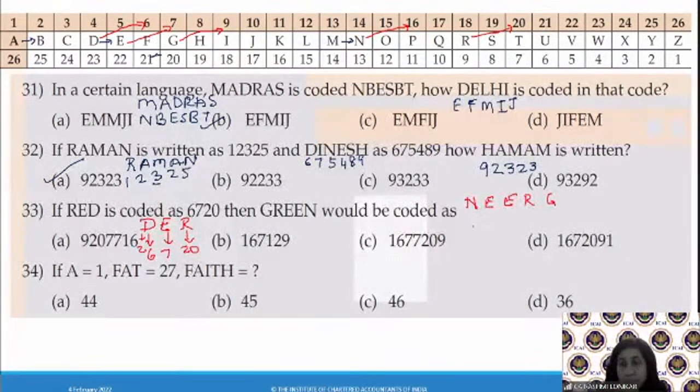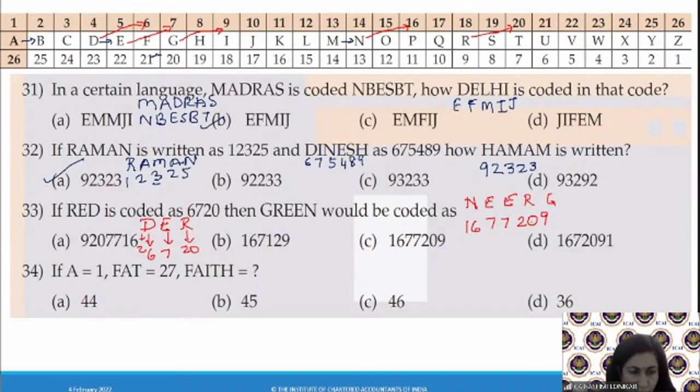So I will first flip the alphabets and then do this. So how much will N be? N will be 14 plus 2. This is 16. E will be how much? 7. E will be 7. R will be how much? R is 20 and G is how much? 9. Okay.